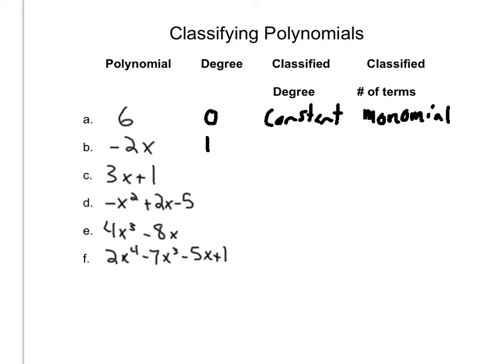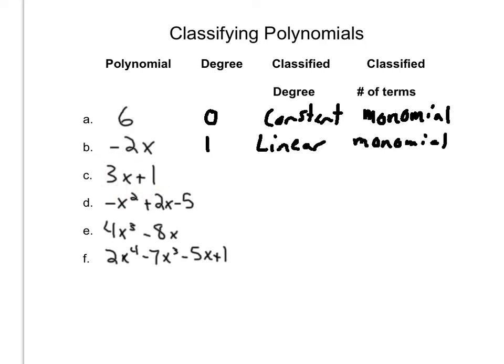And classified by degree, if it's got a degree of 1, that is called linear. That's because when you graph it, it would make a straight line. We've graphed straight lines before, and we would know that if we put like y equals negative 2x, that should make a straight line. So a degree of 1 is linear. And by terms, there's still only one term, because there's nothing added together, so it's a monomial. So that is a linear monomial.